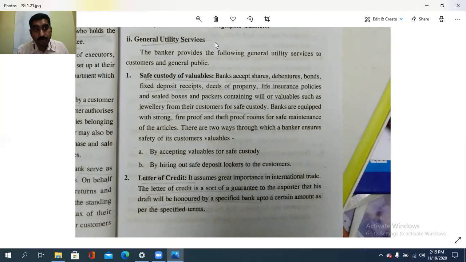Another one is the letter of credit. I think you understand the safe custody of valuables. The letter of credit is of great importance in international trade.